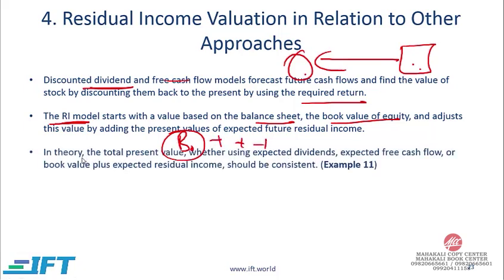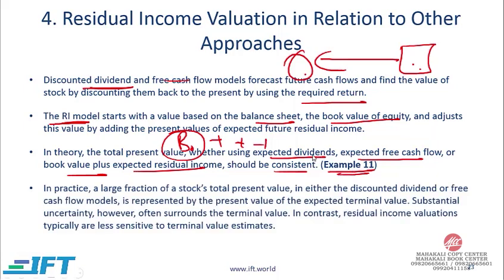In theory, the total present value when using expected dividends, expected free cash flow, or book value plus expected residual income should be consistent. And I'm not going to cover this, but if you have time, you can read through example 11, which illustrates this. But that doesn't necessarily happen in practice.